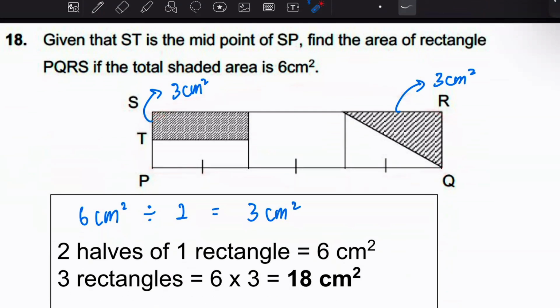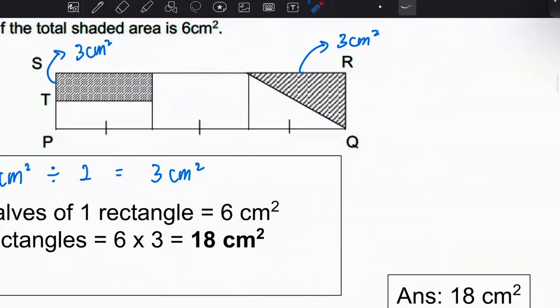What they want to find out is the area of rectangle PQRS, which is this whole thing here. So you know that 2 halves of a rectangle is 6 cm squared, and two halves make one whole. So if you have three small rectangles here, all you need to do is 6 times 3, you get 18 centimeters squared. That's your answer.